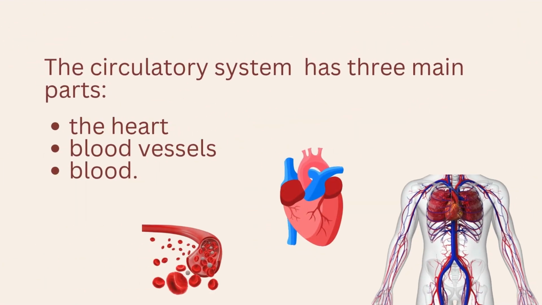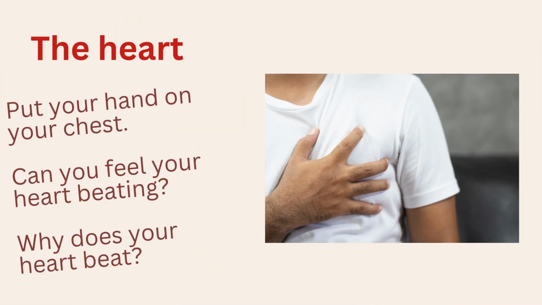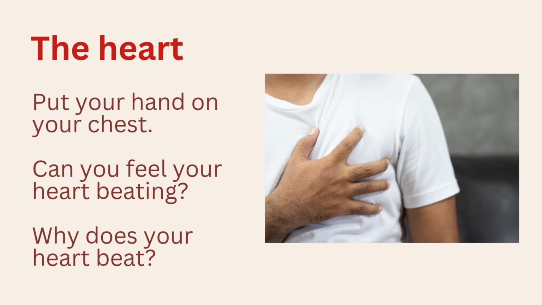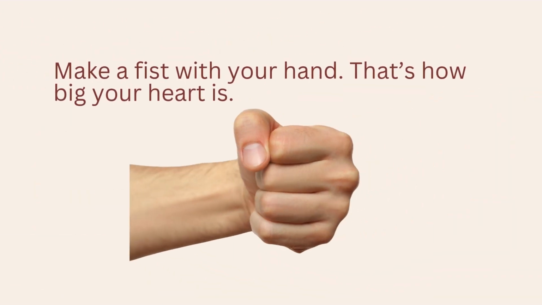The circulatory system has three main parts: the heart, blood vessels, blood. The heart. Put your hand on your chest. Can you feel your heart beating? Why does your heart beat? Make a fist with your hand. That's how big your heart is.